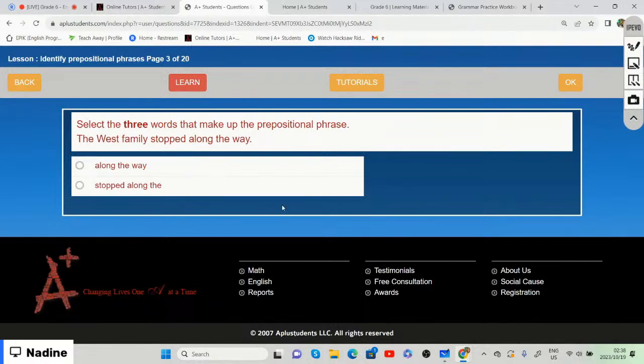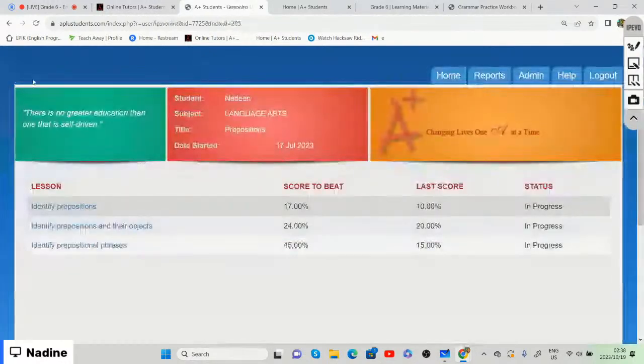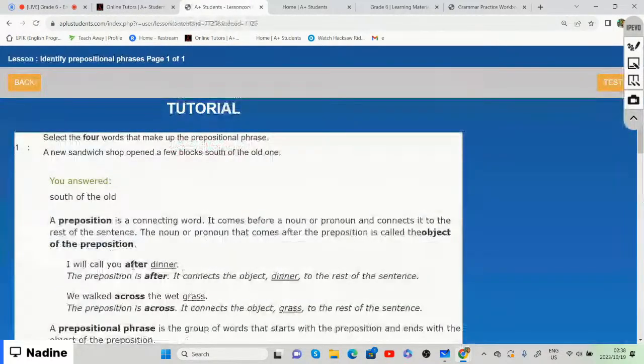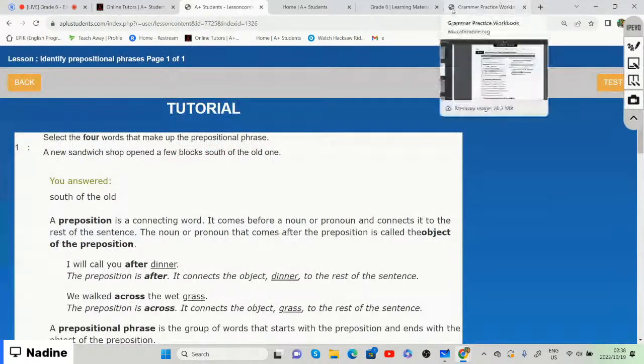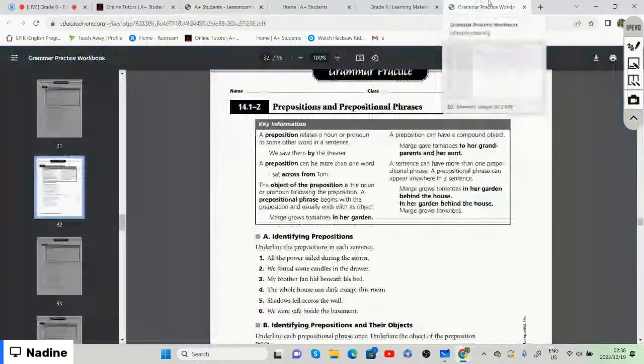And if we select the three words, we can say along the way. Remember, we say that it starts with a preposition. All right, let's go to our last one, which is to identify prepositional phrases. So we have identified prepositional phrases now. After we have identified prepositional phrases, we're going to log into A plus classes.ca.